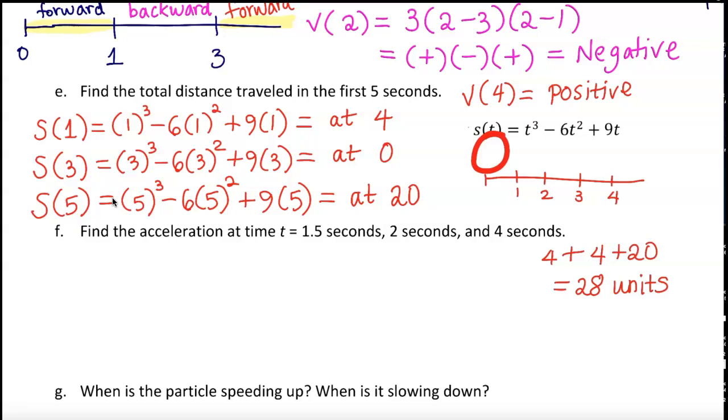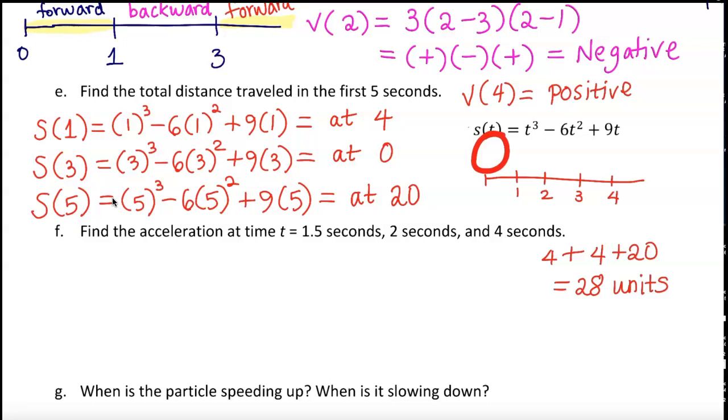So first, in the first 1 second, it went 4 miles. But in between 1 and 3, it went back to 0 mile marker. And then from 3 seconds to 5, it went 20 to the right. So the final answer is 4 plus 4 plus 20, 28 units. So final distance traveled in the first 5 seconds is actually 28 units.